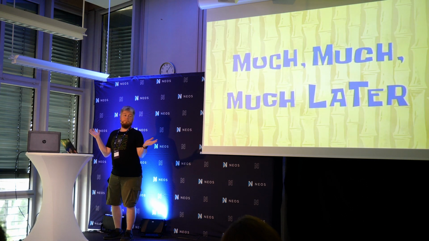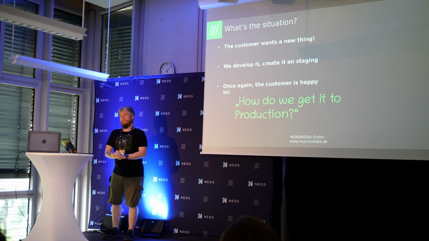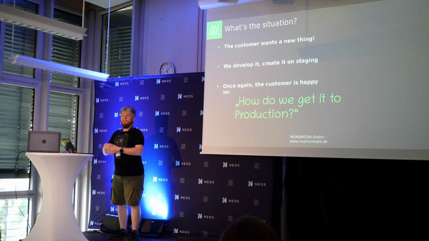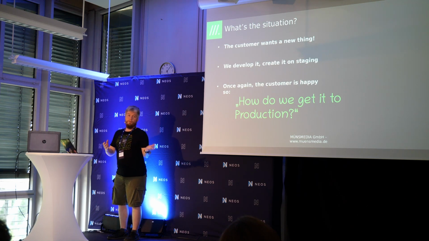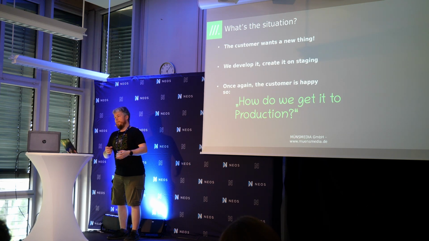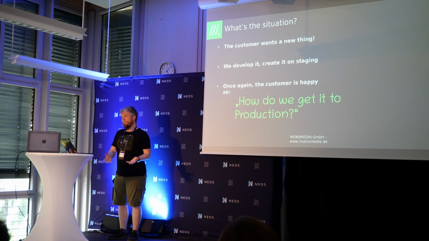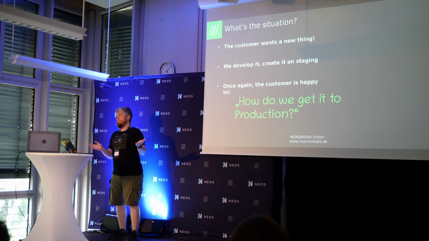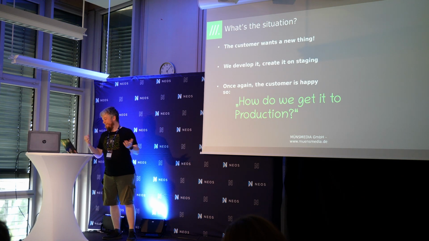But then time passes and they want a new thing. Maybe they want a new blog on their page. They want a new complex content element. They want maybe a completely new site structure, something big. So we develop that. We put it on staging. They see it, they have suggestions, we improve it, do this a few times, and in the end, once again, the customer is happy. We have content on our staging instance. So how do we get that to production? This is a problem we often face, actually.